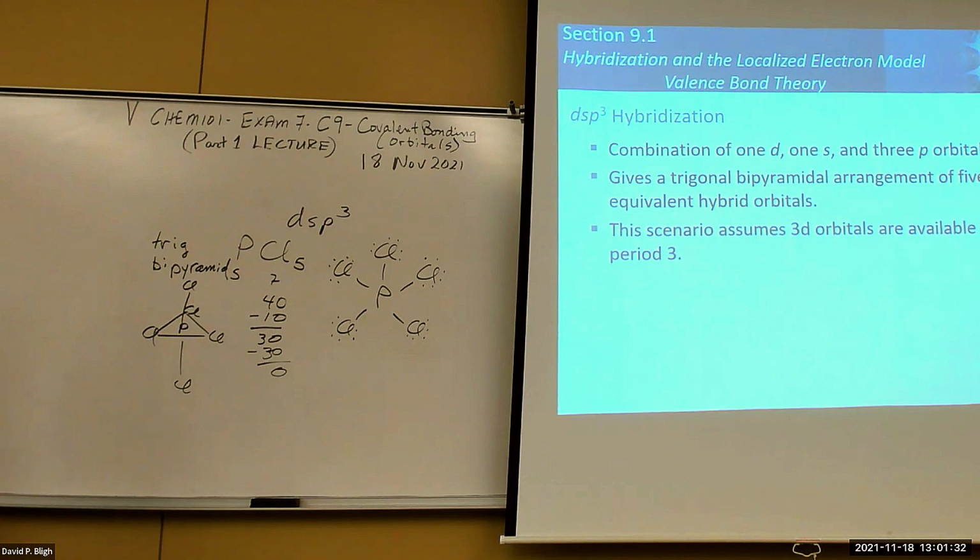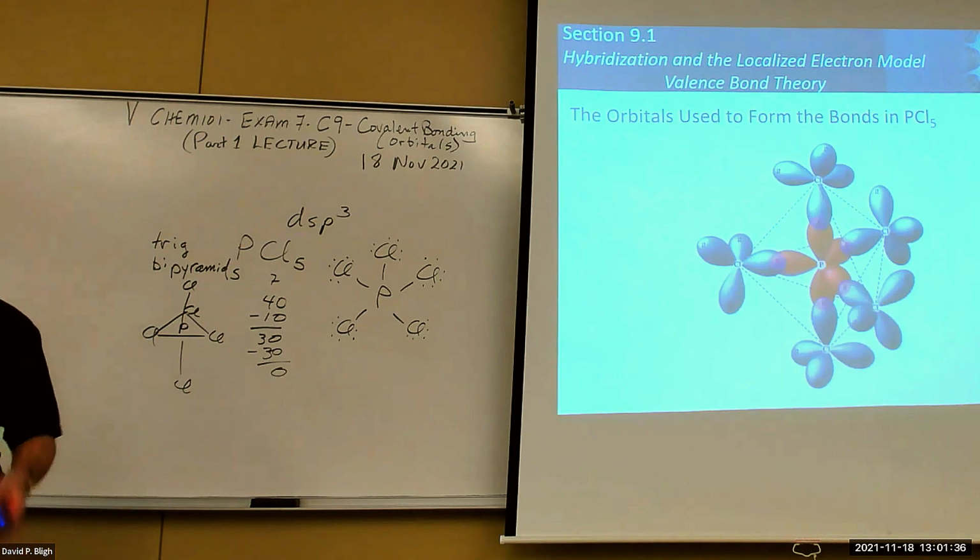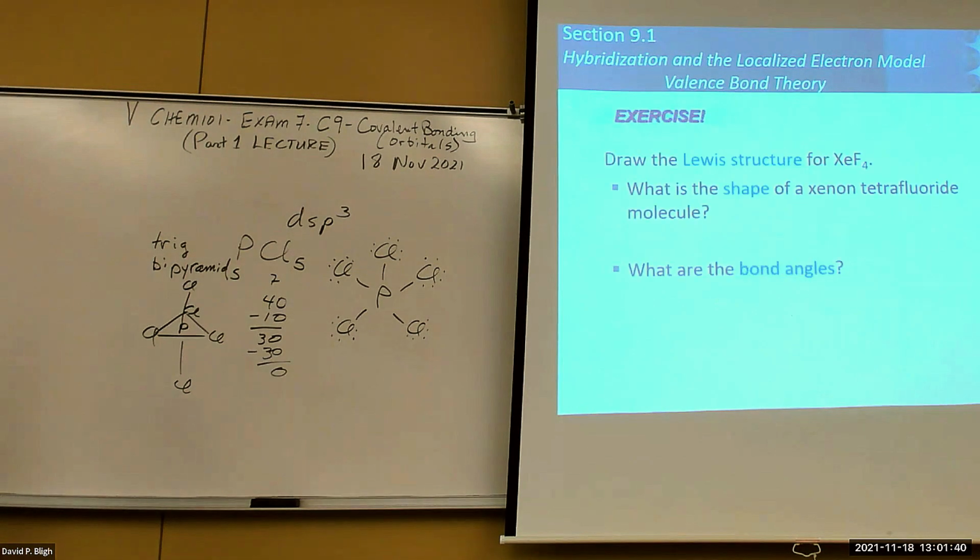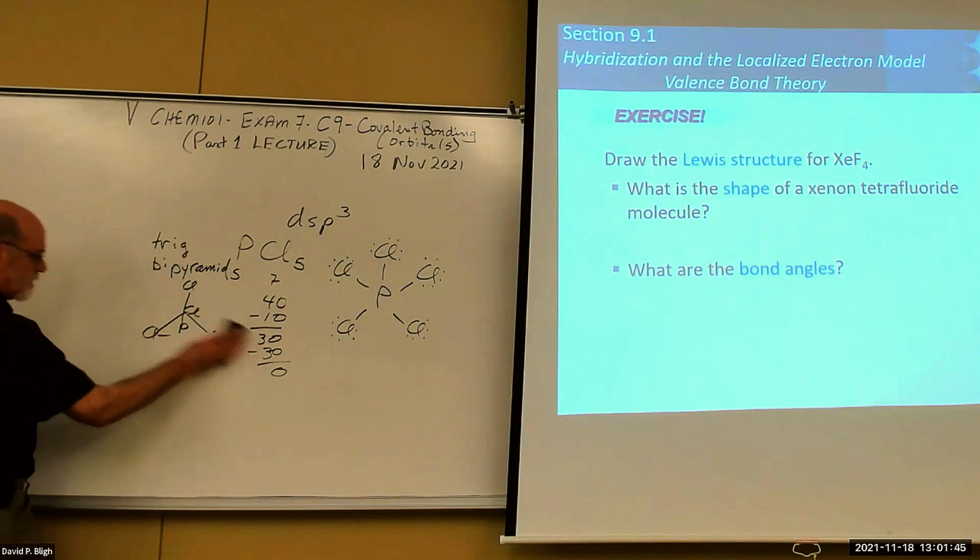So dsp3 hybridization gives you 5 equivalent orbitals, and I say degenerate orbitals because they're all the same energy level. Okay, how about this one? Xenon tetrafluoride.